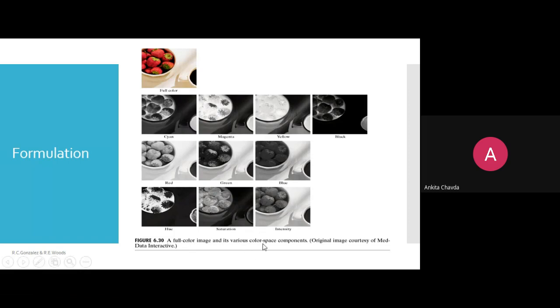A full color image and its various color space components. So this full color image, if we are only taking a cyan color, if we will take this image from only the perspective of the cyan color, then you will have the image like this. If we will talk about this magenta, we will be having the image like this. If it is yellow, black tone, red tone, green tone, blue tone, and what would be the hue, saturation and intensity for this? So that will look like this, because it will be with respect to red axis. So that red color will be converted into black. This is what we have seen previously also, right?